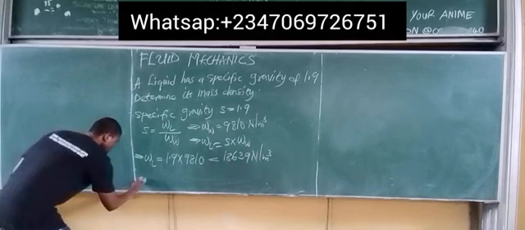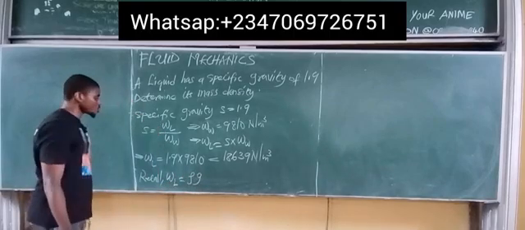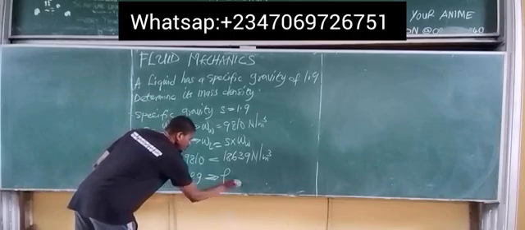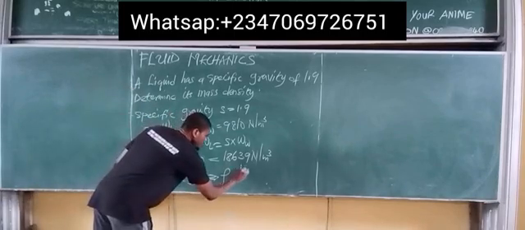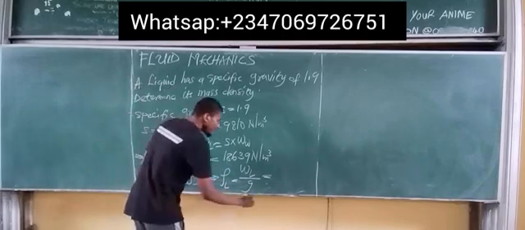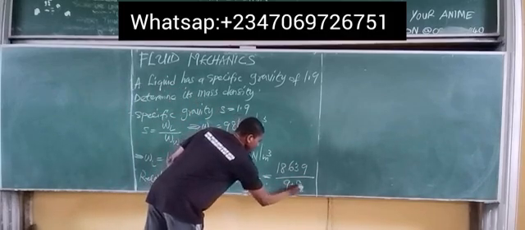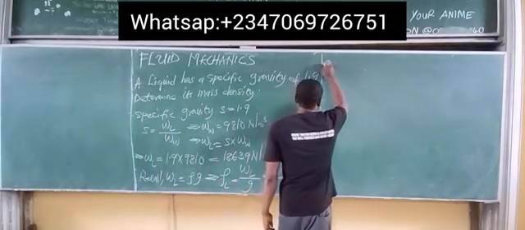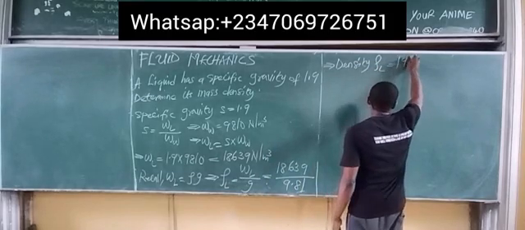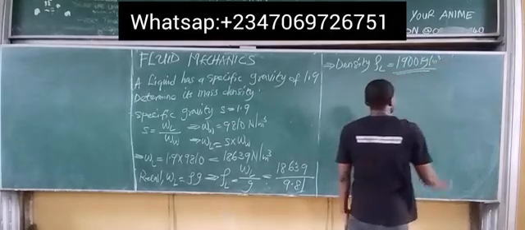But recall, we've always said that the specific weight of every liquid is determined by density times gravity. So from this equation, we can find the density of that liquid. Therefore, the density of the liquid is the specific weight of the liquid divided by G, which is 18639 over 9.81, and the density of that liquid, rho L, is simply 1900 kilograms per meter cube. So this gives us the density of that liquid.